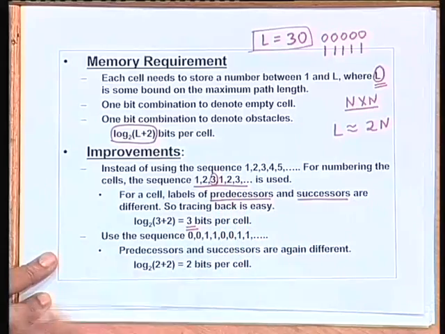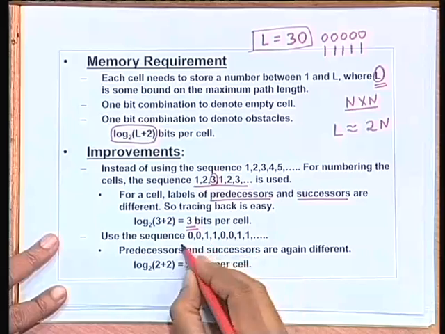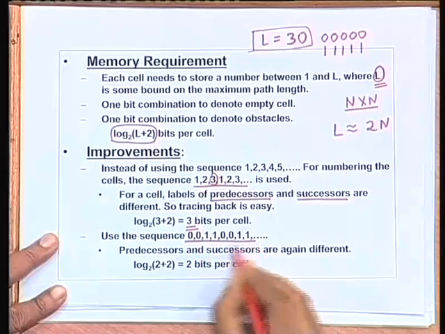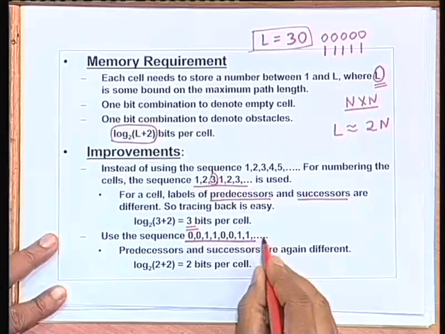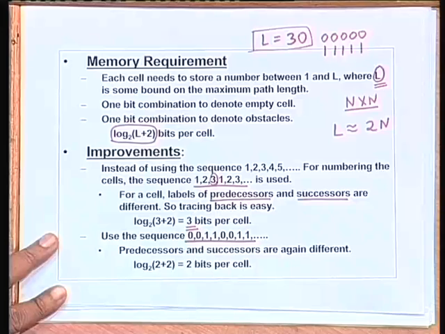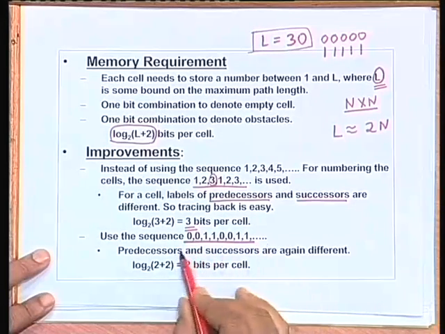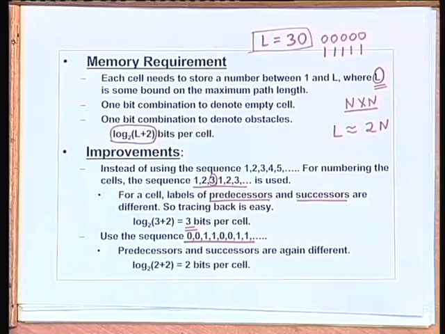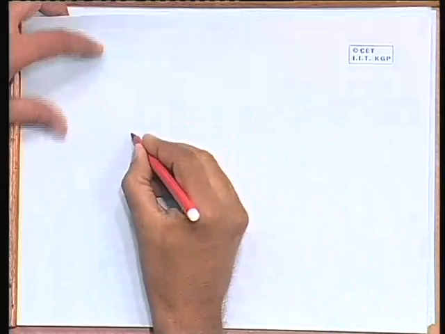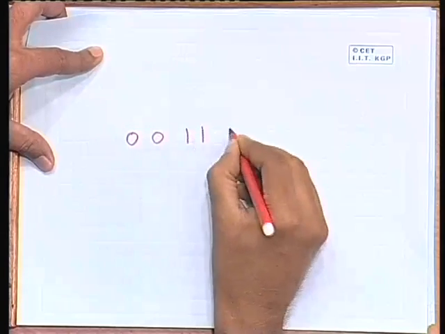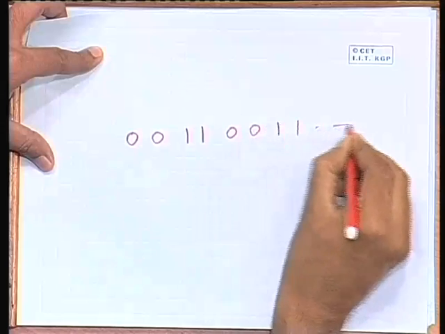So there is another interesting improvement to Lee's algorithm, where you don't use 1, 2, 3, just use 2 numbers, 0s and 1s, and you use a labeling scheme like this: 0 0 1 1 0 0 1 1 0 0 1 1, in this order. See, in this sequence you again observe, 0 0 1 1 0 0 1 1, in this order it goes on.